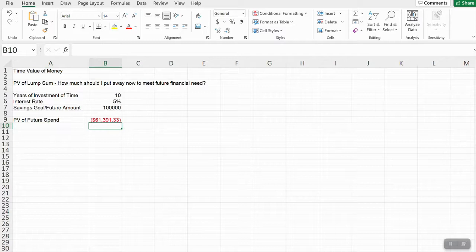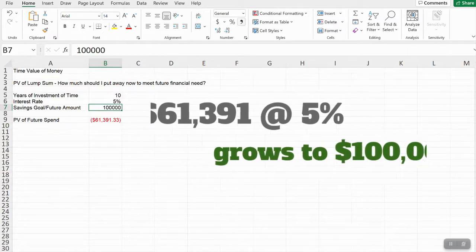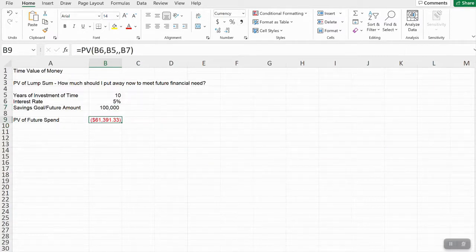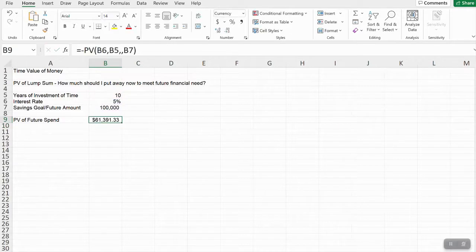So this is telling me that today, if I put $61,391 in a bank account that earns 5% a year, or maybe a CD that earns 5% a year, at the end of 10 years, I will have $100,000. If that negative number bothers you, just go ahead and put a minus sign in front of the PV, and that will adjust it to get you to a present value that's a positive number.